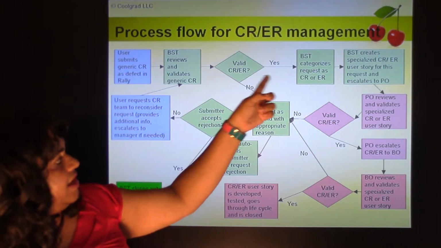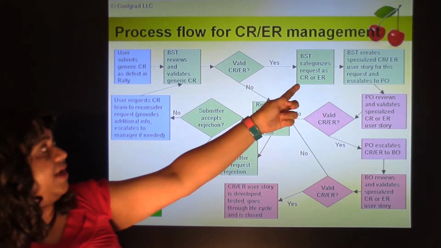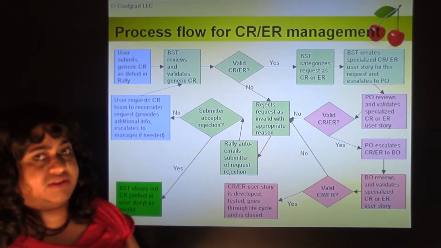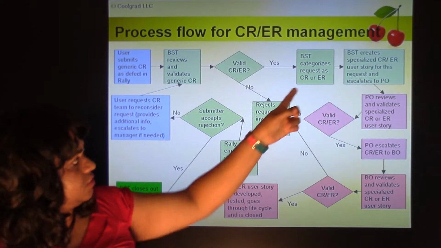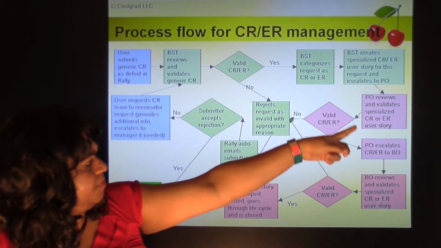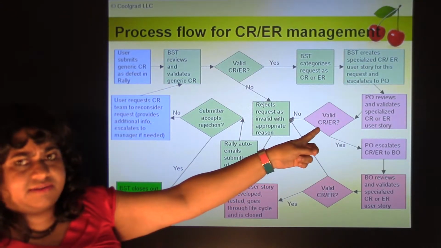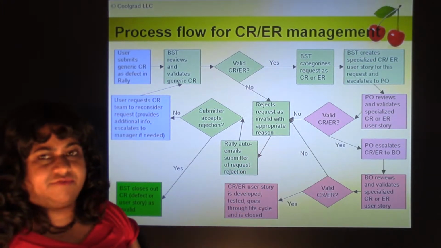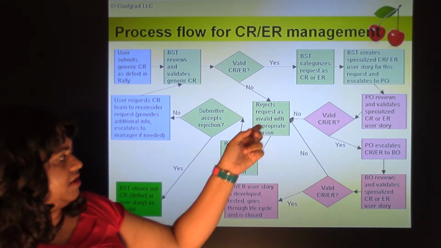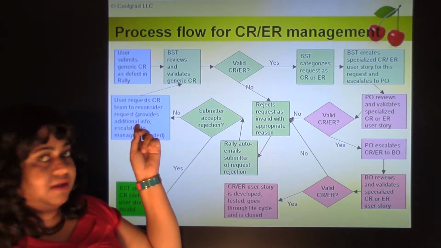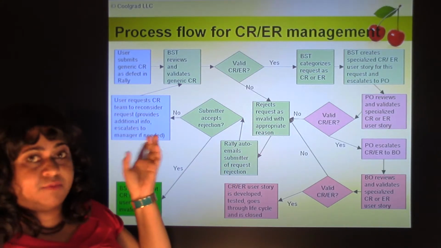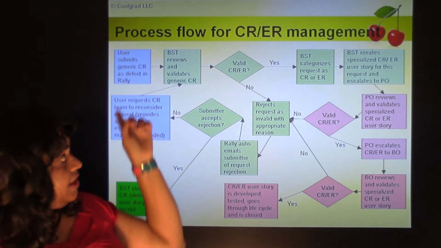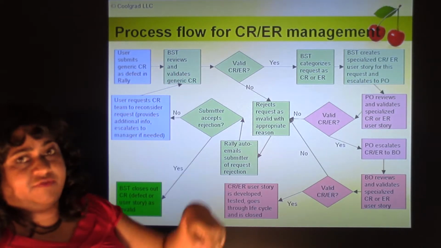So then they validate it again, and then the BST thinks, okay, with this additional information, I think now it's a valid CR. So then they escalate it to the PO. PO does this determination and sees if it's a valid CR. But the PO thinks, hey, no, this is not valid. So he can still reject it. And then Rally auto-notifies the submitter. But the submitter escalates it to his manager and provides more information. And again, it has to go through every level of escalation.